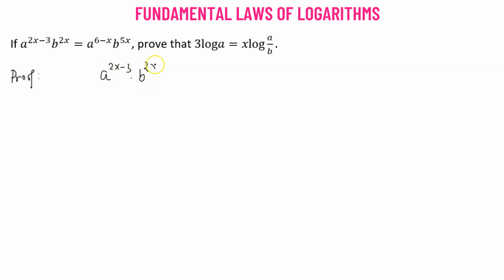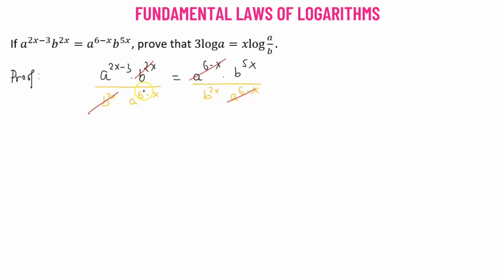times b raised to the power of 2x. This is equal to a raised to the power of 6 minus x times b raised to the power of 5x. What we'll do, we'll divide both sides by b raised to the power of 2x times a raised to the power of 6 minus x. So here also we'll divide by b raised to the power of 2x times a raised to the power of 6 minus x. Then we'll see that b raised to the power of 2x gets cancelled out and a raised to the power of 6 minus x gets cancelled out.